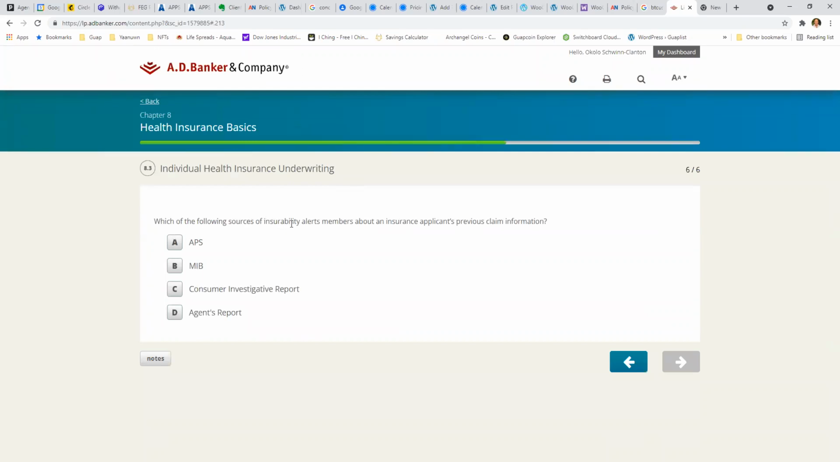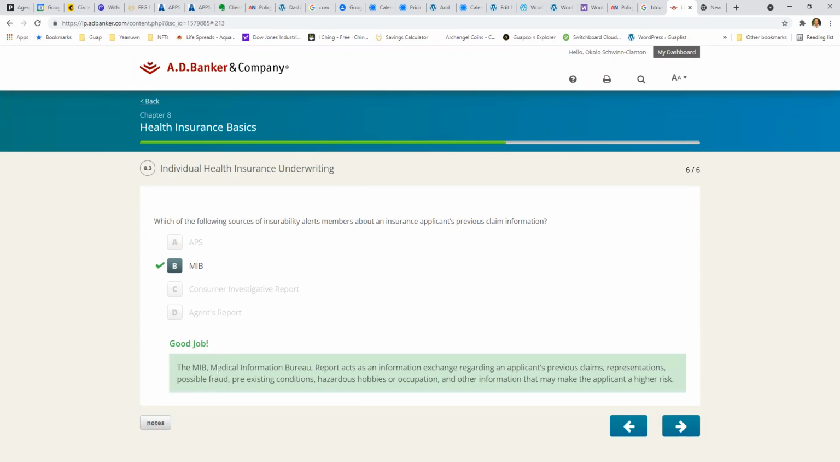Which of the following sources of insurability alerts members about an insurance applicant's previous claim information? Previous claim information. APS, yeah. Previous claim information, though. Yeah, I think MIB. The MIB Medical Information Bureau reports acts as an information exchange regarding an applicant's previous claims, representations, possible fraud, pre-existing conditions, hazardous hobbies or occupation, and other information that may make the applicant a higher risk.